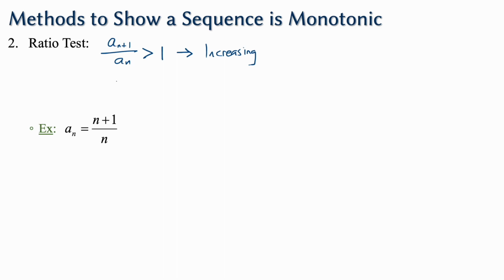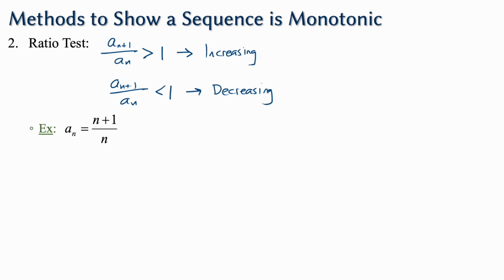Now, like before, if the opposite is true, then we definitely get the other outcome. So if we compare the n plus 1 term to the nth term, and as we divide those, we discover it's less than 1, that means the denominator is bigger, always in that relationship. So in this case, we can just say that the sequence is decreasing.